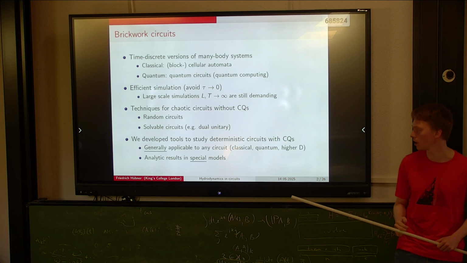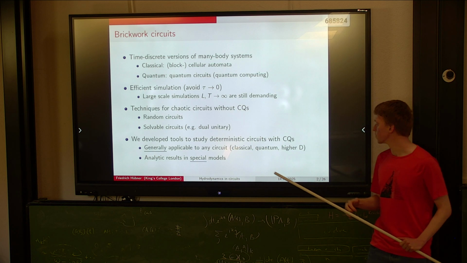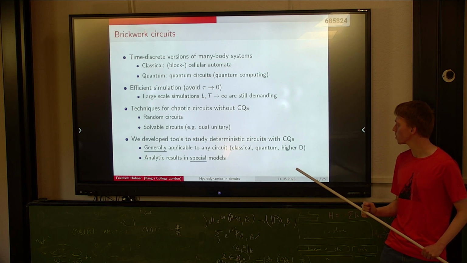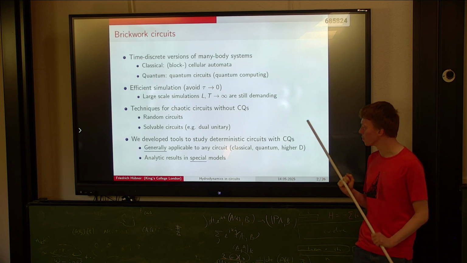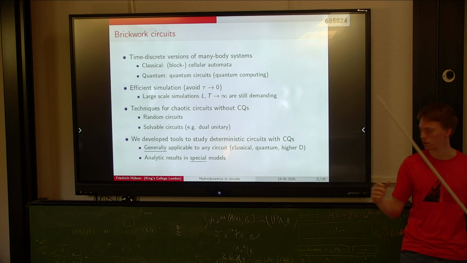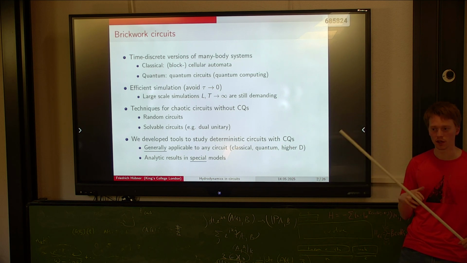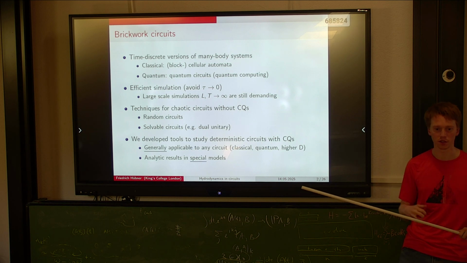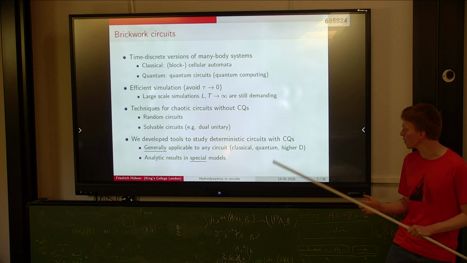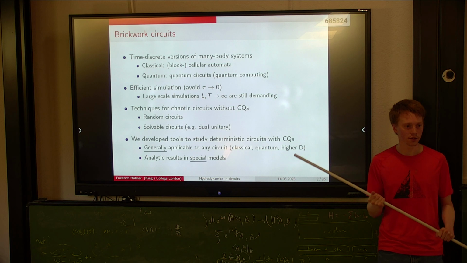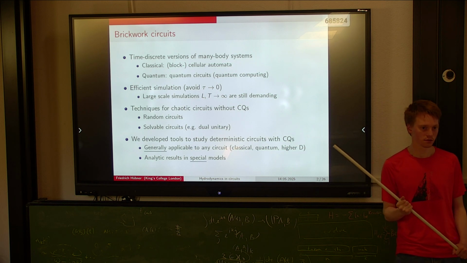And what we did is we developed some tools to study conserved quantities in these circuits. These tools will be generally applicable to any kind of circuit structure, classical, quantum, also high dimensional. Here we only do the one-dimensional classical case. But the thing we are excited about is that there are some analytic results in some special models.